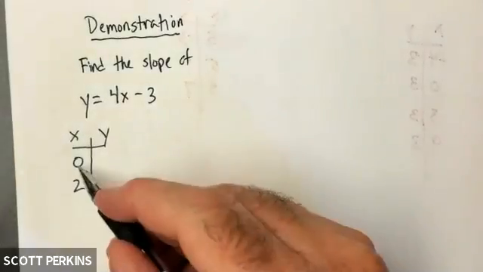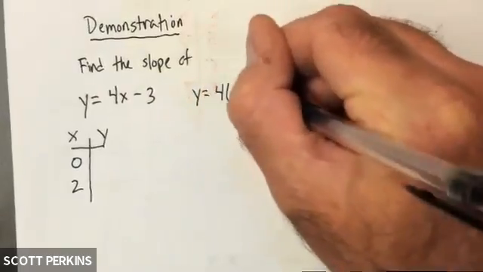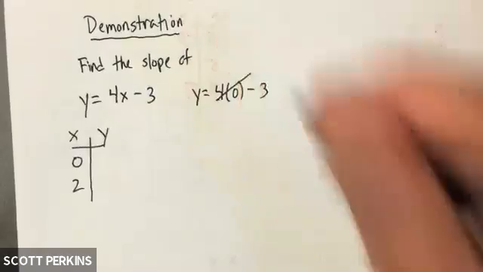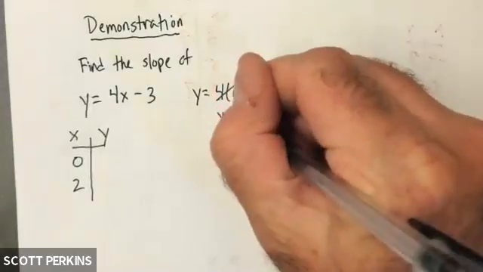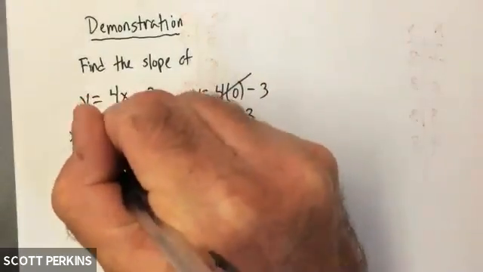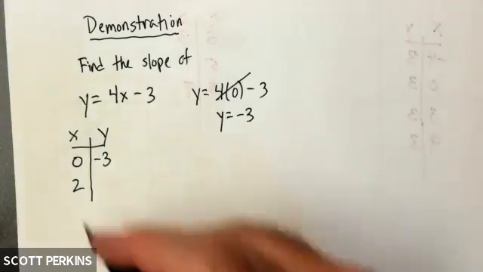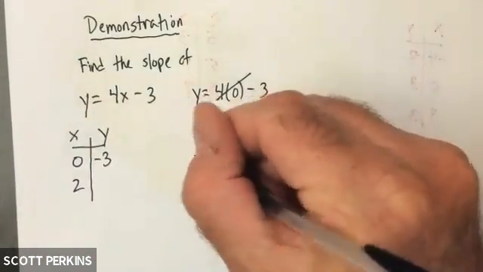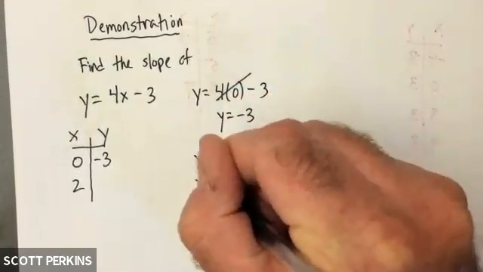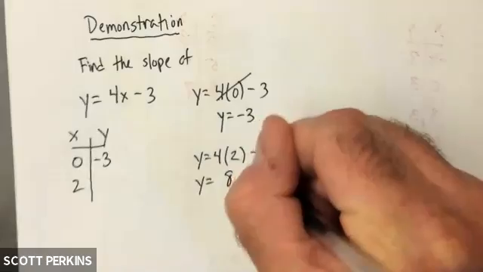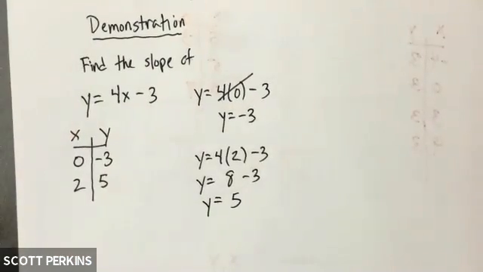When I plug in the x value 0, I get y is equal to 4 times 0 minus 3. 4 times 0 is 0. That's why I like to pick that. And so I get the y value negative 3. So x is 0, y is negative 3. The next one, the x value is 2. So I get y is 4 times 2 minus 3. 4 times 2 is 8, minus 3. So y is 5.